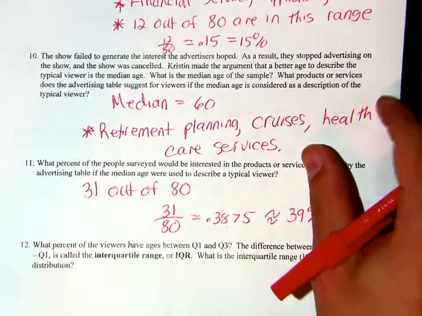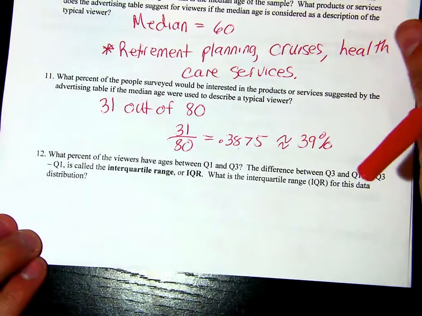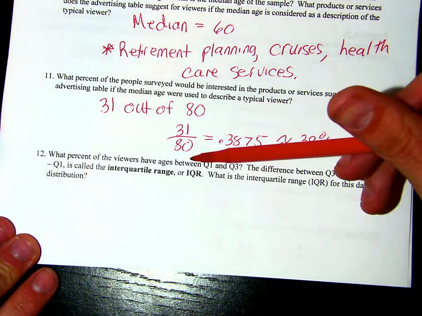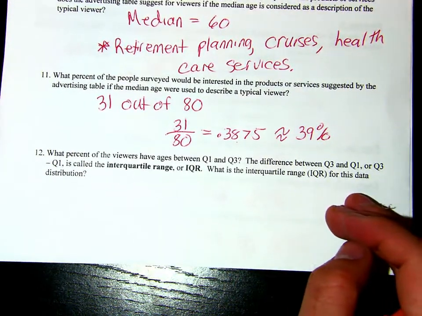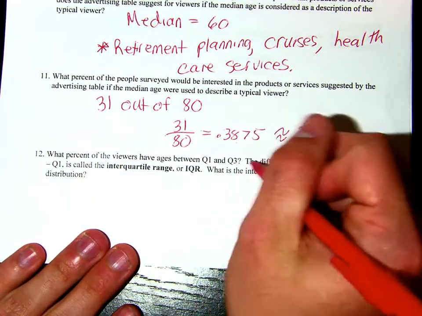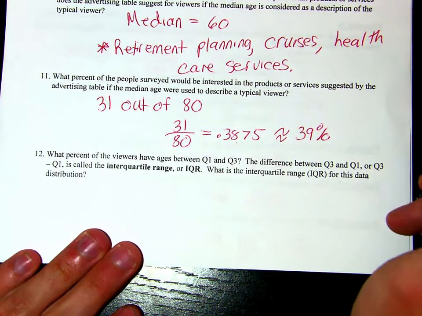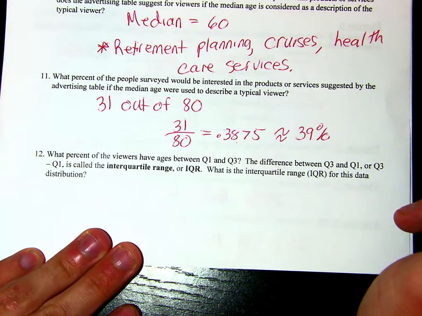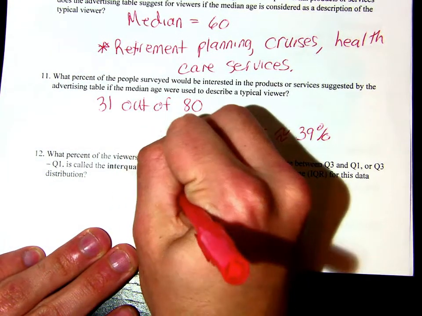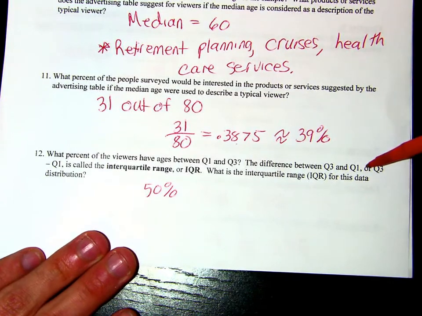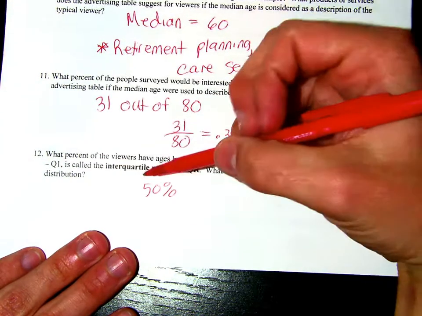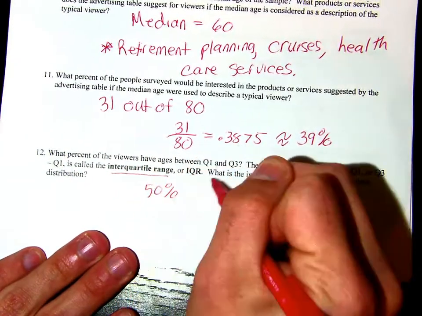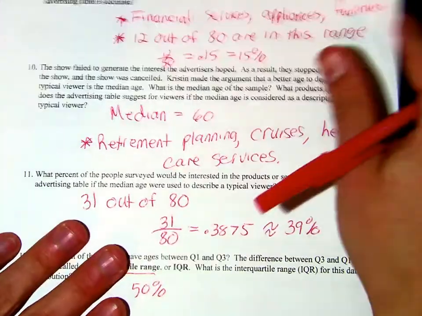Okay? Number 12 says, what percent of viewers have ages between quartile 1 and quartile 3? We know that between quartile 1 and quartile 3 is 50% of our data. So that would be 50%. And they want to know the difference between quartile 3 and quartile 1, which is called the interquartile range, or IQR. What is the interquartile range of this data set?